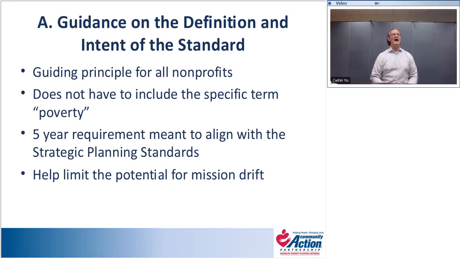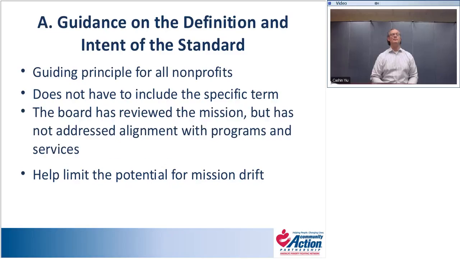And so obviously this is a guiding principle for all nonprofits, that your program activities are aligned with your mission. Again, your mission does not have to include the specific term poverty, but that does have to be the general objective anti-poverty work that your agency is working towards. This standard is also aligned with a 5-year requirement to conduct a strategic plan. So again, there's some alignment with the strategic planning standards.